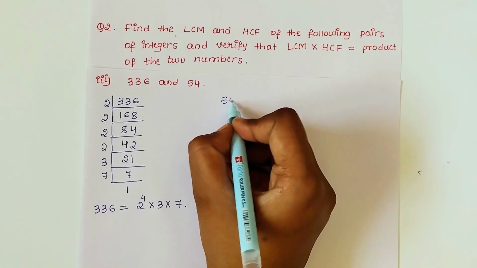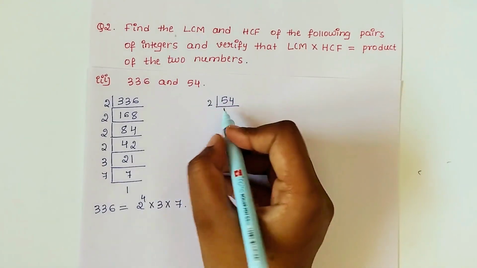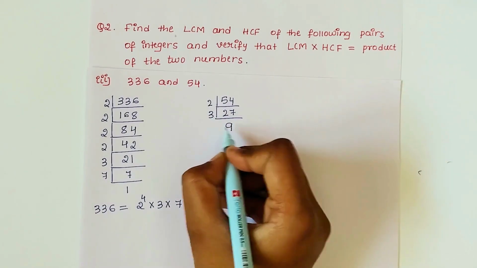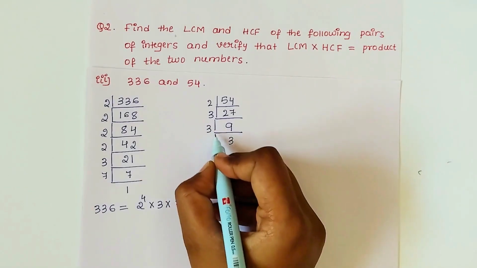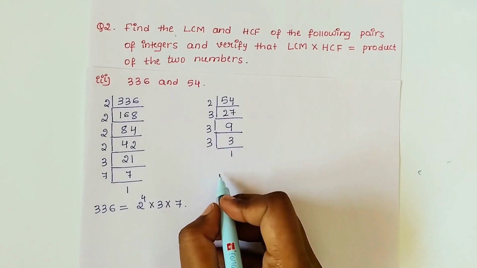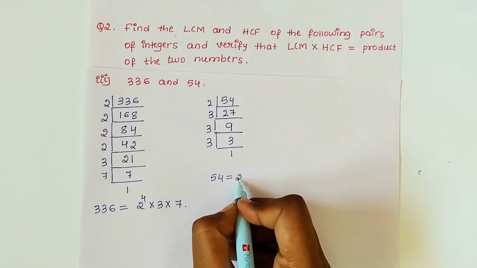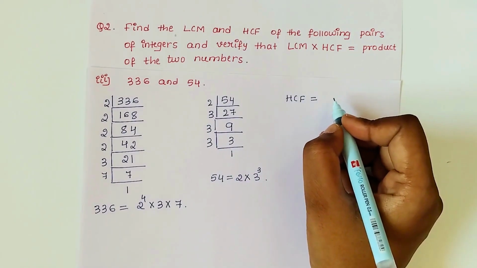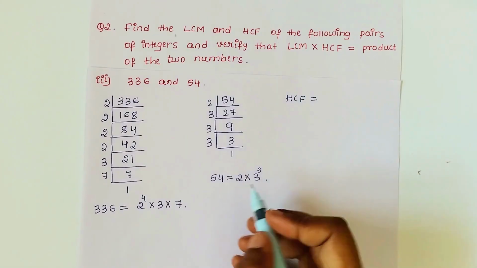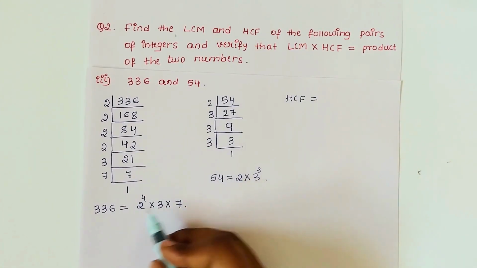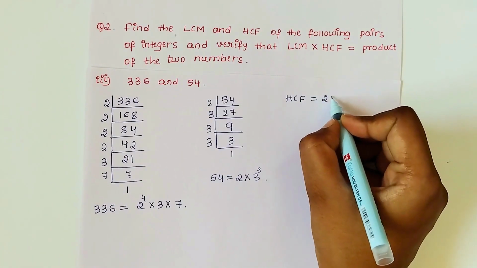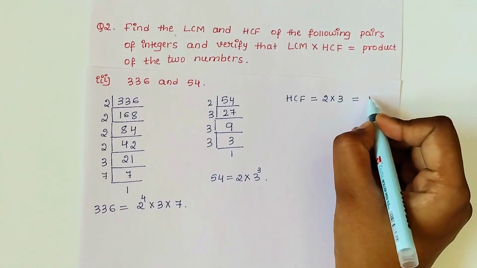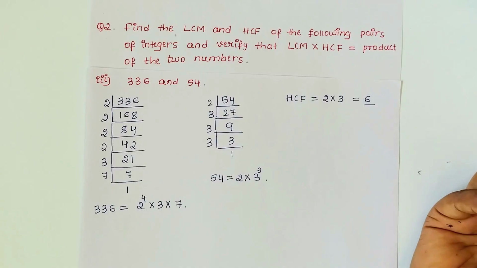Next, get the factors for 54. Start with 2, 2 2s are 4, 2 7s are 14. Next, take down 3, 3 9s are 27, 3 3s are 9, and next 3 1s. Write down 54 as a product of prime numbers: 2 into 3 to the power 3. HCF is the lowest power of the common factor. Here on both sides we have 2, their lowest power. Next, 3 and 3 to the power 3, we have to consider only 3. 2 into 3, so the HCF of those two numbers is 6.